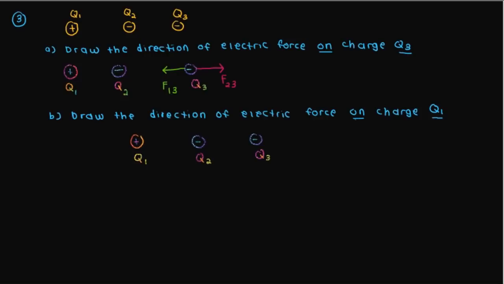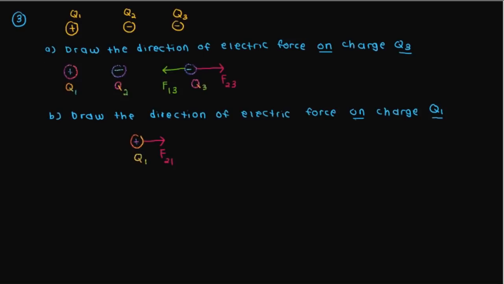So F2 on 1, we just rub the Q3 first. Okay, so Q1 and Q2, positive and negative, it will produce attractive force. Attractive force means that it will attract to each other. But our focus is on charge Q1 only. So it means that it will attract to Q2. So we will label it as F2 on 1.